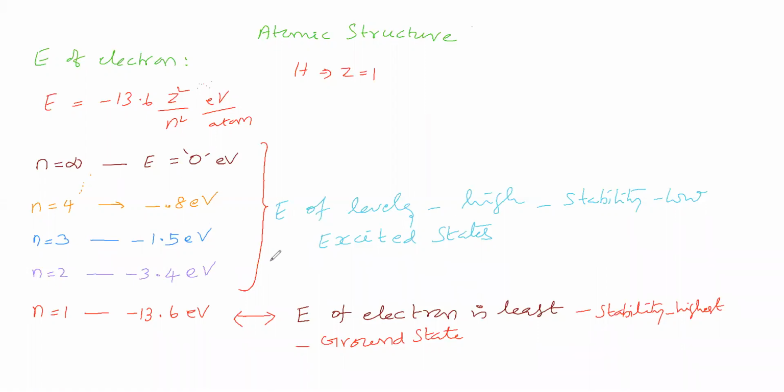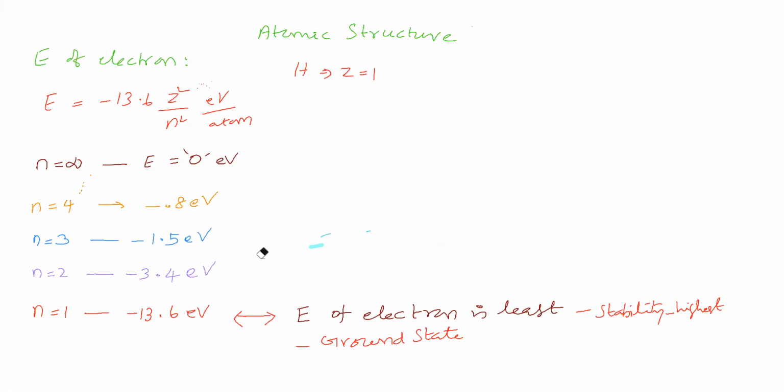Okay, so n is equal to 1 is the ground state for hydrogen and hydrogen-like species. The rest of the levels are called excited levels, excited states. For the hydrogen atom and hydrogen-like species, ground state is n is equal to 1. Remaining levels are called excited levels.